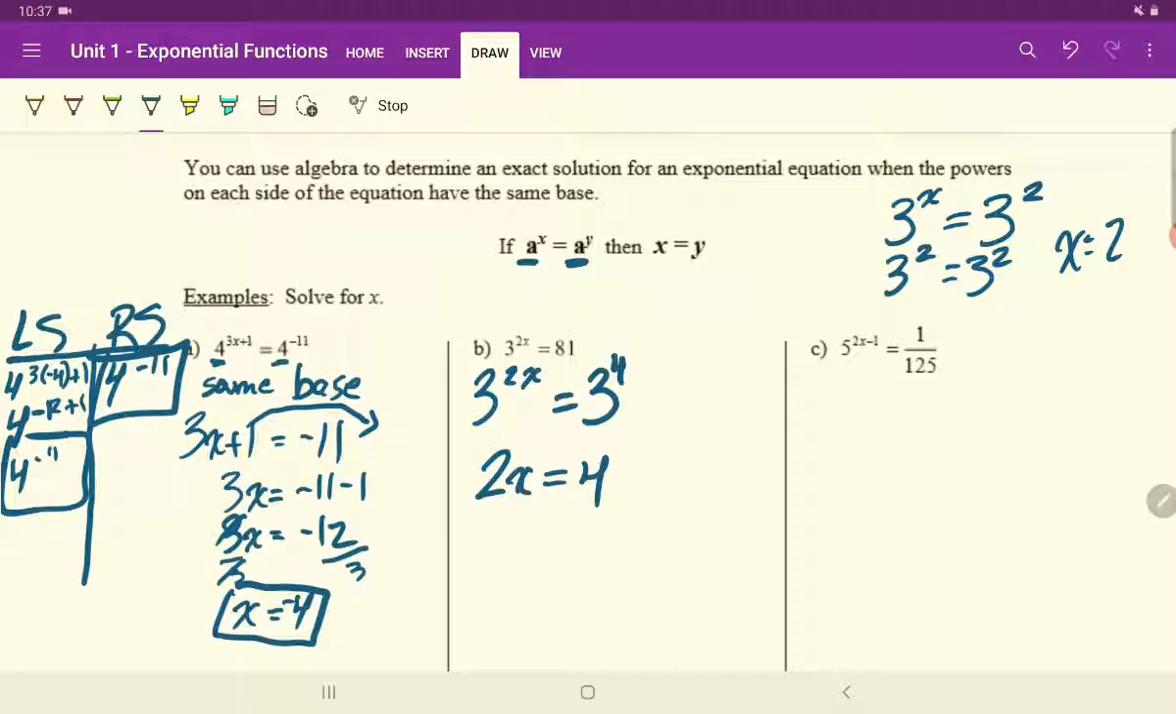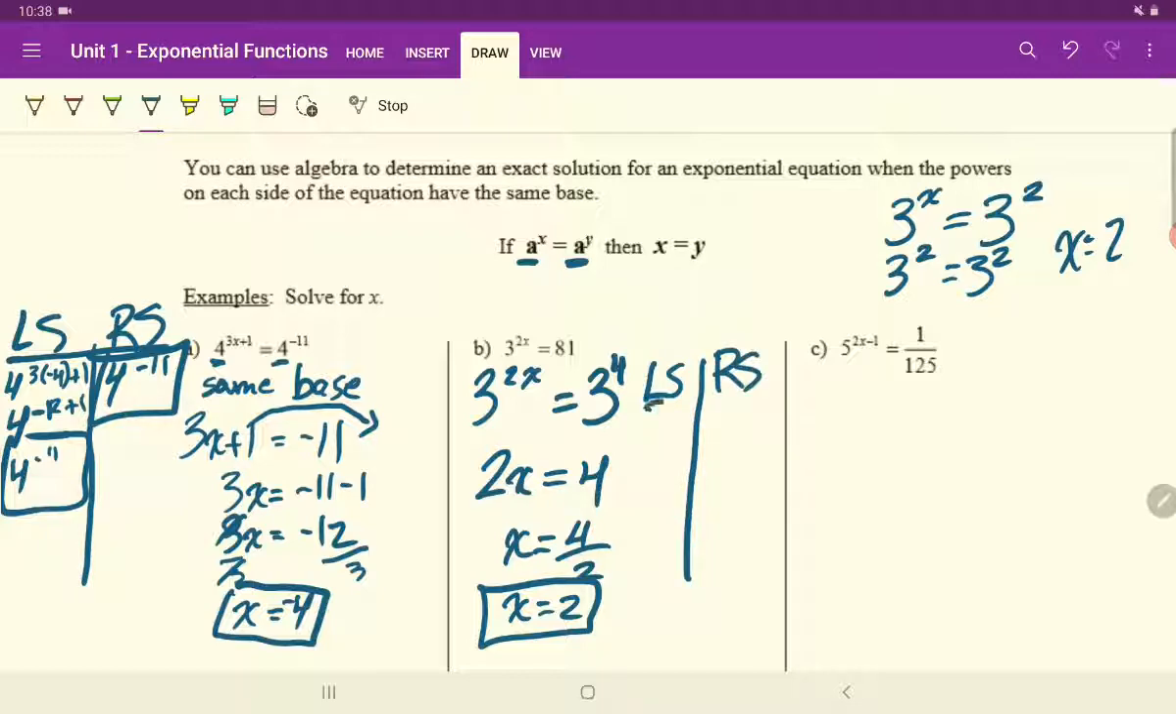Okay, and then try to solve for x. There it is. X equals 2. I'll do another check on this, left side, right side.